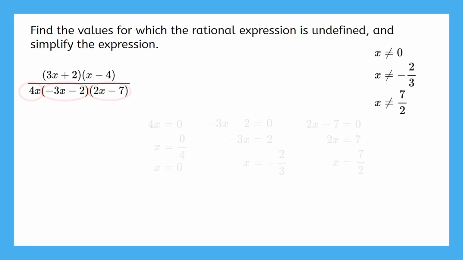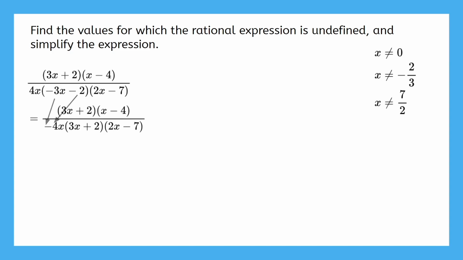Now let's move on to simplifying the expression. There have to be common factors in the numerator and the denominator to simplify, so we see that negative 3x minus 2 can become 3x plus 2 if we factor out negative 1. Then 3x plus 2 will cancel in the numerator and the denominator, and we have our simplified expression. We can also move the negative to the front and get rid of a set of parentheses.